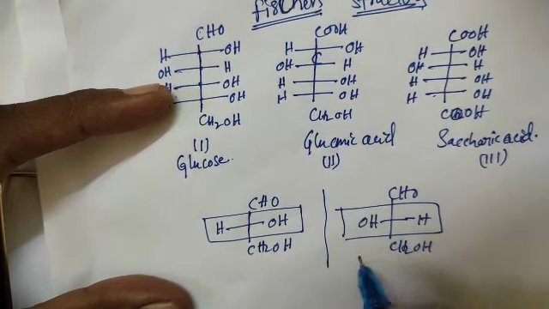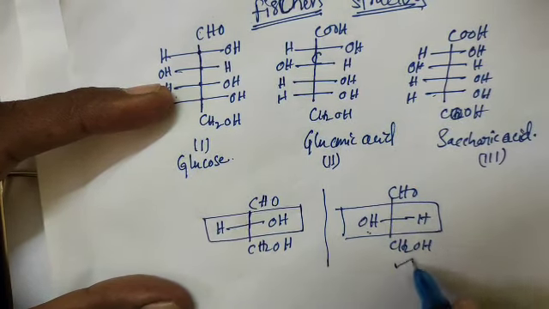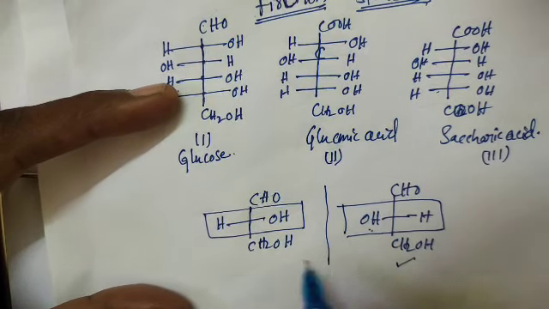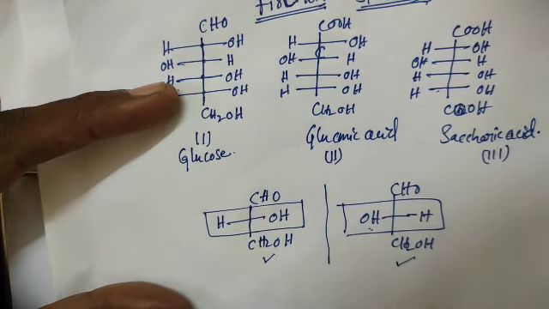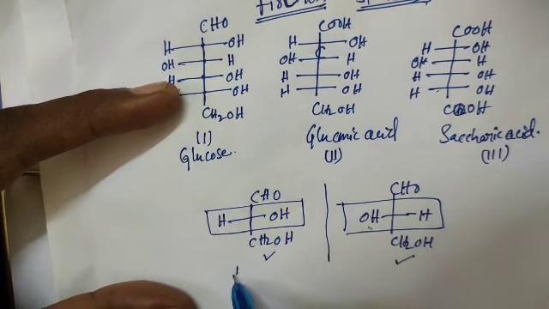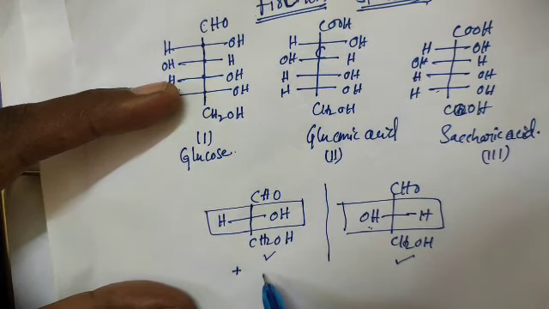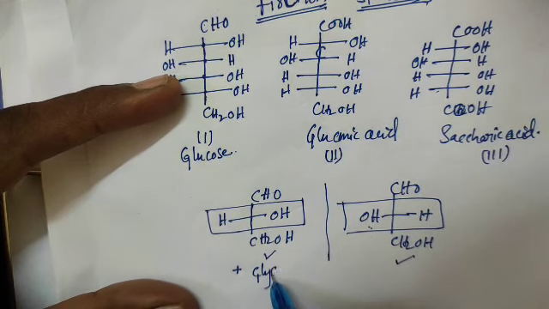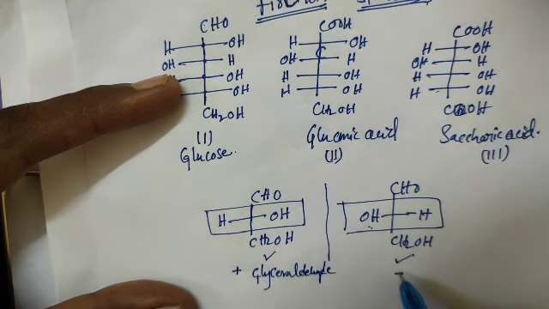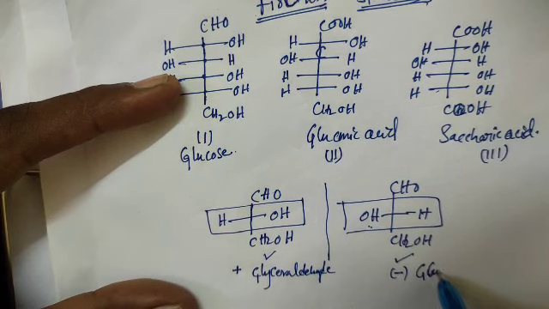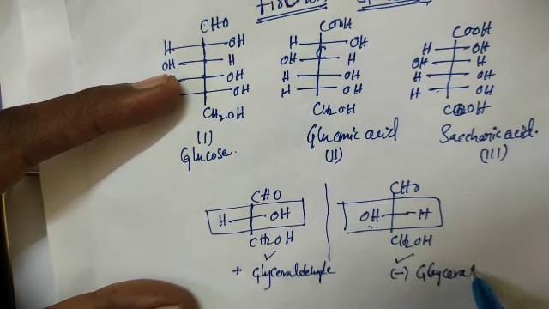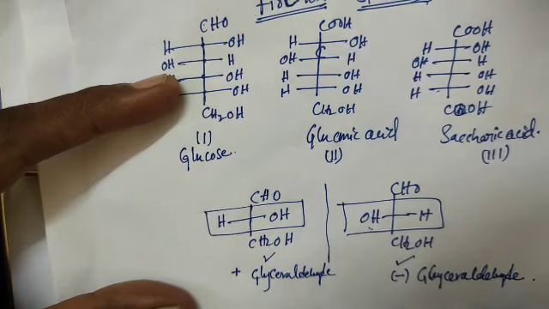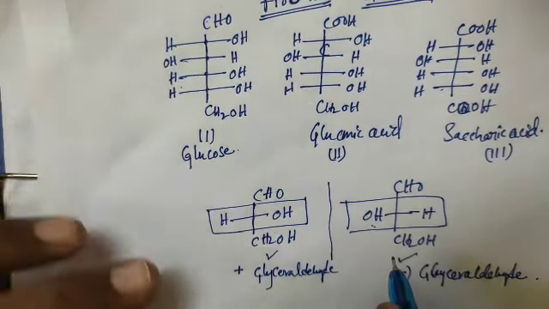See the difference in these two: in this compound the OH is on the left-hand side, and in this compound the OH is on the right-hand side. One we will call plus glyceraldehyde, and the other minus glyceraldehyde.